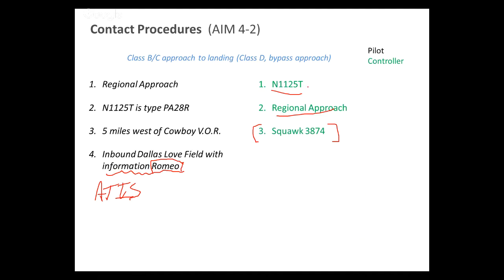So November 1125 Tango, regional approach, squawk 3874, and that squawk number is what I'm going to punch into my transponder.